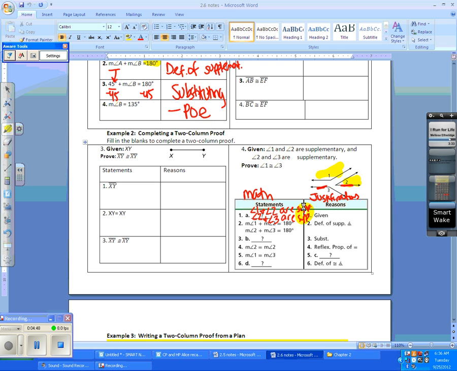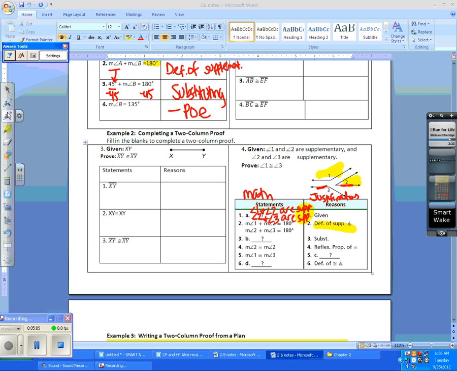Notice that supplementary, I tell you they're supplementary, well, that means that they're going to add up to be 180 degrees. That's the definition of supplementary. So notice in step 2, I took this sentence and I changed it into math. So measure of angle 1 plus measure of angle 2 equals 180 degrees. That's what this first sentence said. And then the second sentence said measure of angle 2 plus measure of angle 3 equals 180 degrees.